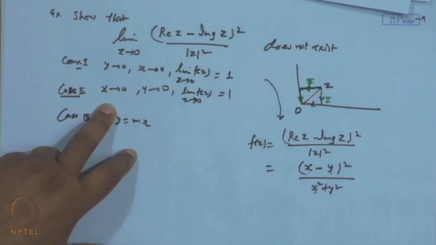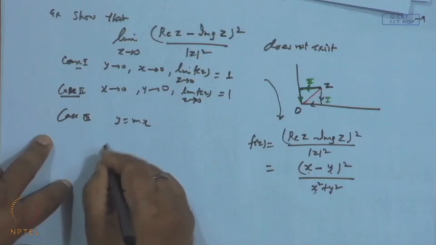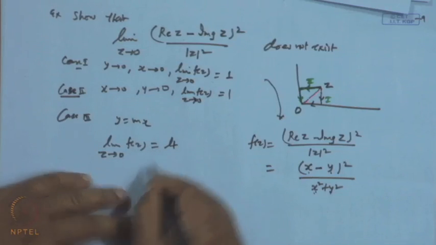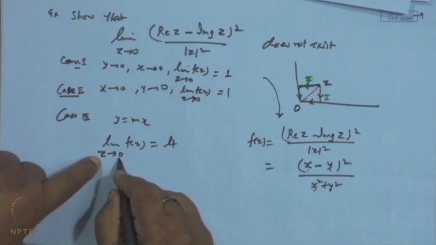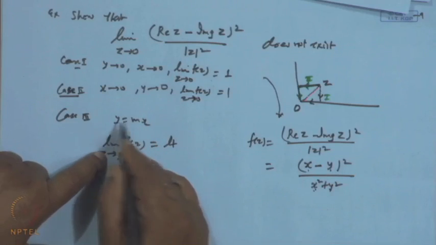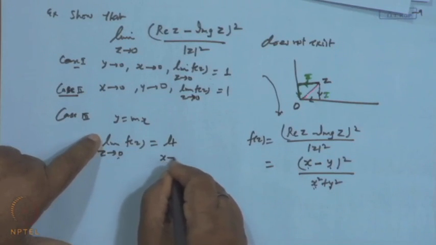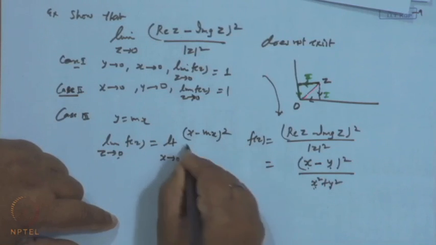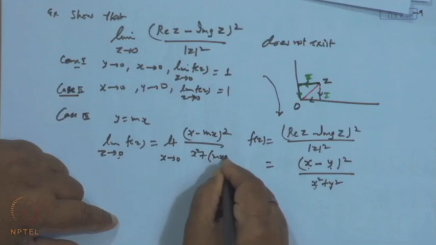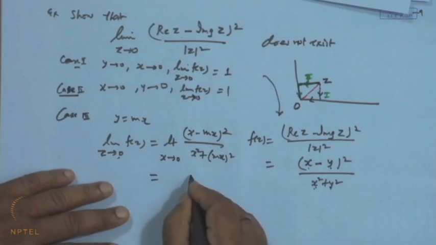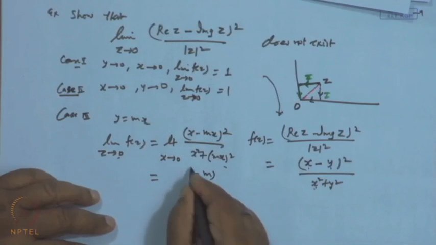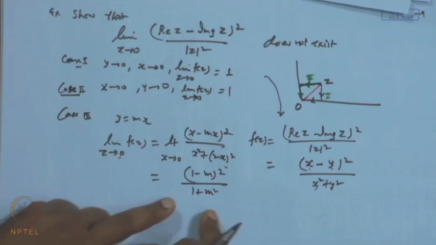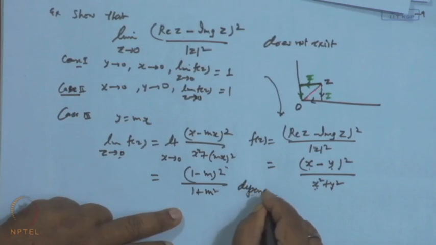So, along these two paths, the limit is coming to be 1, but what about the third path? Third path: the limit of the function f(z) when z approaches 0 is the same as the limit after substituting y equal to m x. When z tends to 0, x tends to 0 and y tends to 0. So putting y equal to m x, we get (x minus m x) whole square divided by x square plus m x square, and from here x square is cancelling, we get (1 minus m) whole square over (1 plus m square). So the limit of this is coming to be this, but it depends on m.